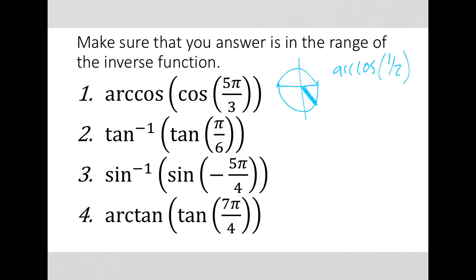And now we should think about just the top half of the unit circle. Where's the value of cosine of positive 1/2? Well, that's going to happen right there. Notice that's just the angle that is symmetric with 5 pi over 3 right there, flipped over the x-axis. So our answer would be pi over 3.